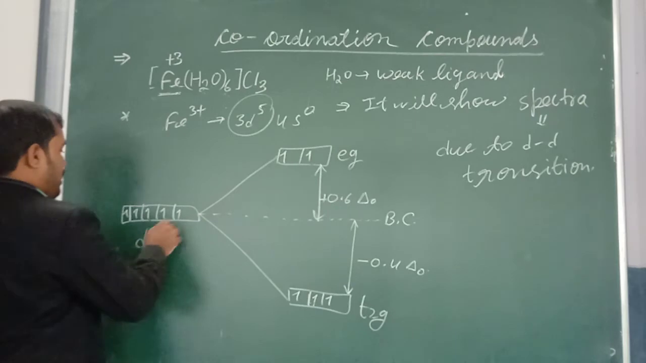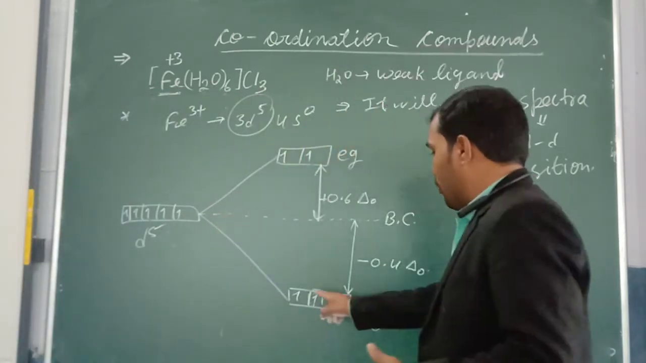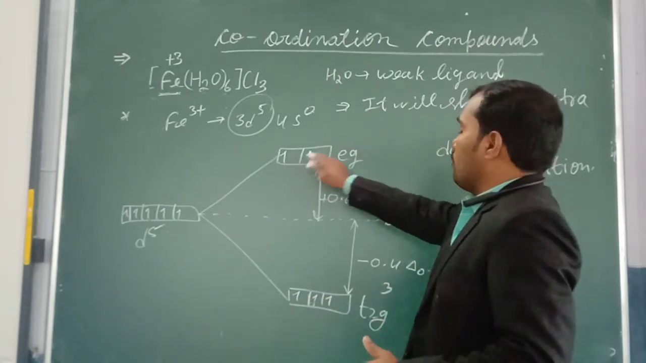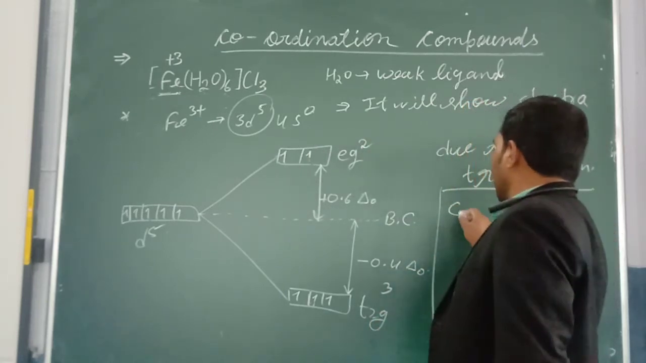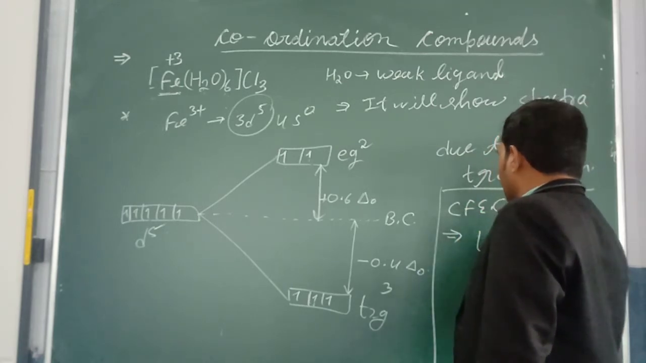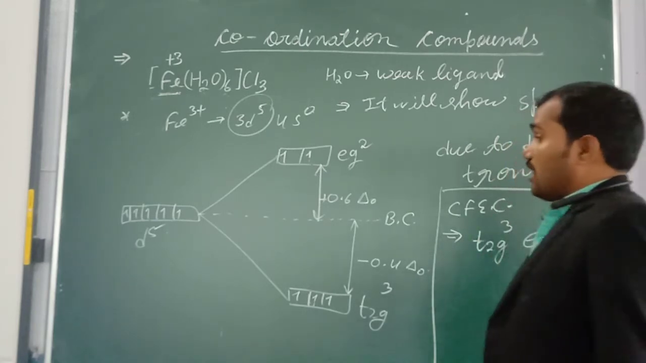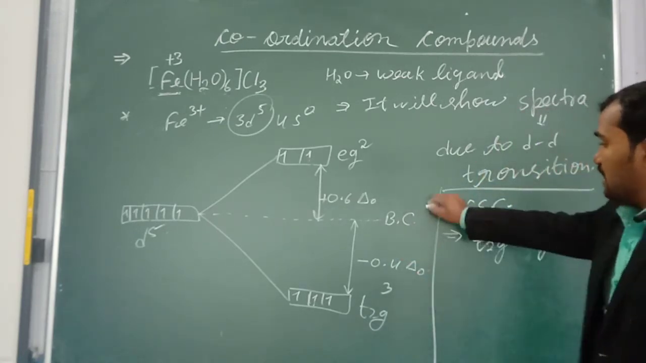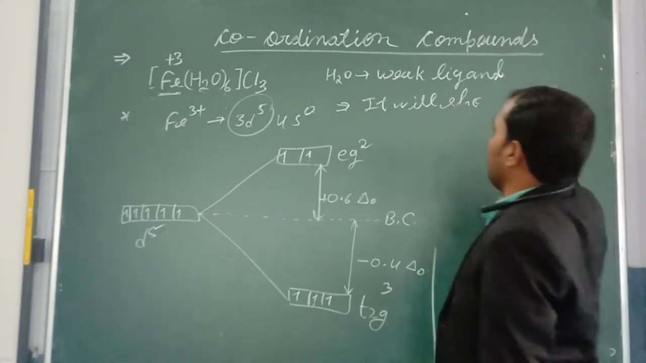We will see what is the crystal field electronic configuration. How many electrons? 1, 2, 3, so t2g3 and eg 1, 2 electrons. So this is the idea: what is the crystal field electronic configuration? This is t2g3 eg2. Now we will see what is the crystal field stabilization energy. Please note this point.